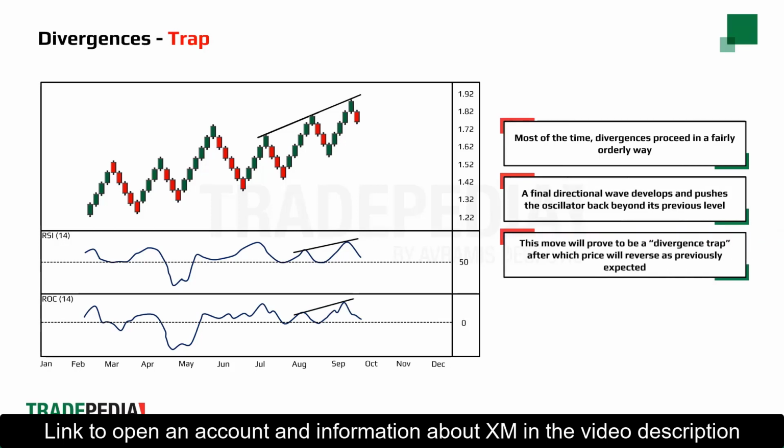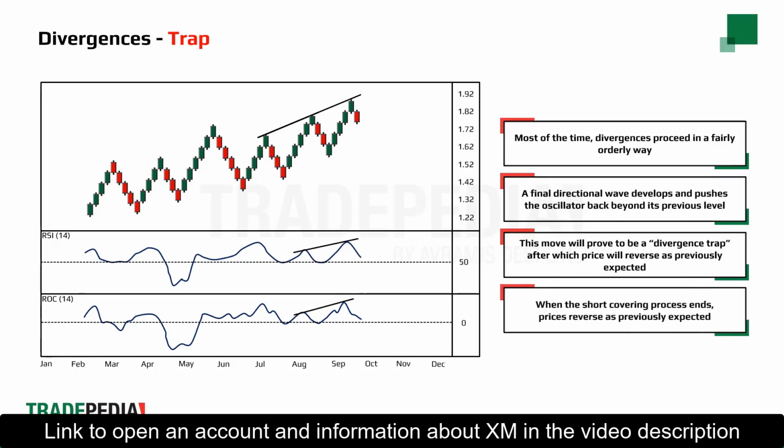Typically, this latest rally will prove to be a divergence trap, after which the price will then fall in the manner previously expected. This final move is usually because of some unexpected news event that causes short covering. When the short covering ends, there is very little to support the price, and down it goes.